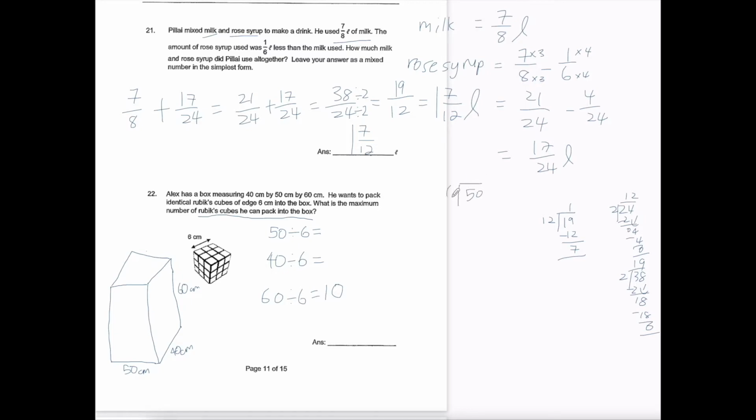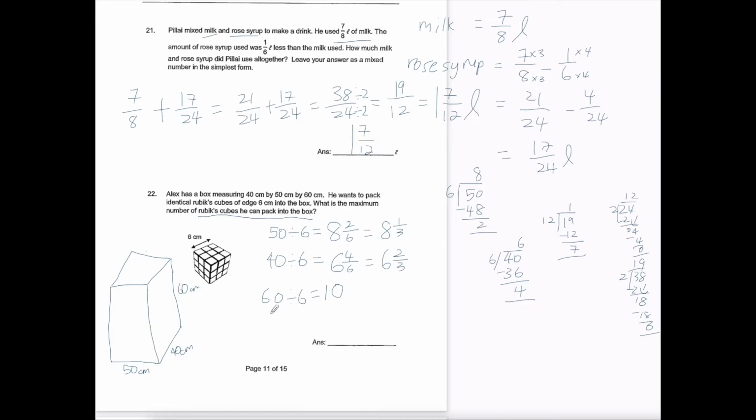So 50 divided by 6 is 8, so I'm going to get 8 2/6, which is 8 1/3. Okay, so 40 divided by 6 is 6 4/6, which is 6 2/3. So I can put 8 and 1/3 of a Rubik's cube, and 6 and 2/3 of a Rubik's cube. Obviously the 1/3 and 2/3 has to go because we cannot cut the Rubik's cube into 1/3 or 2/3.